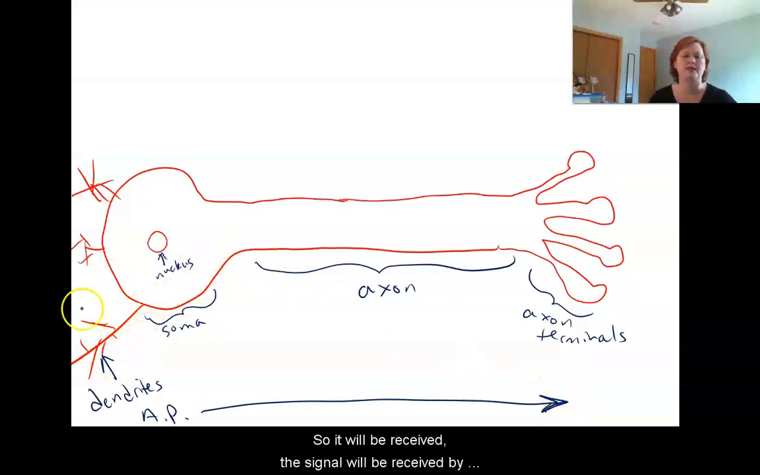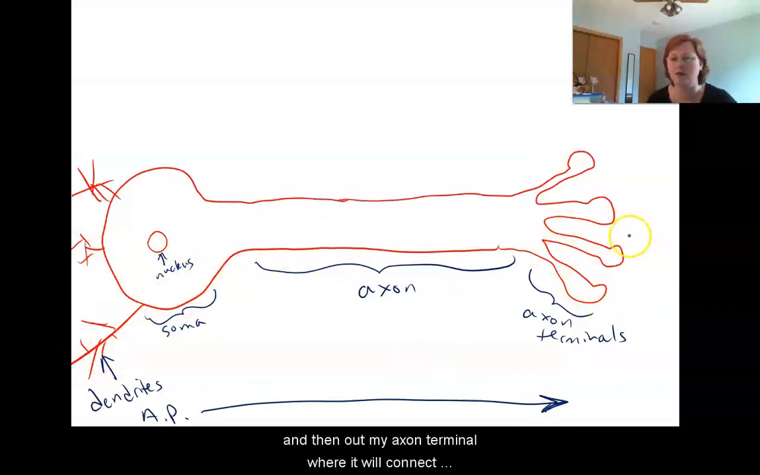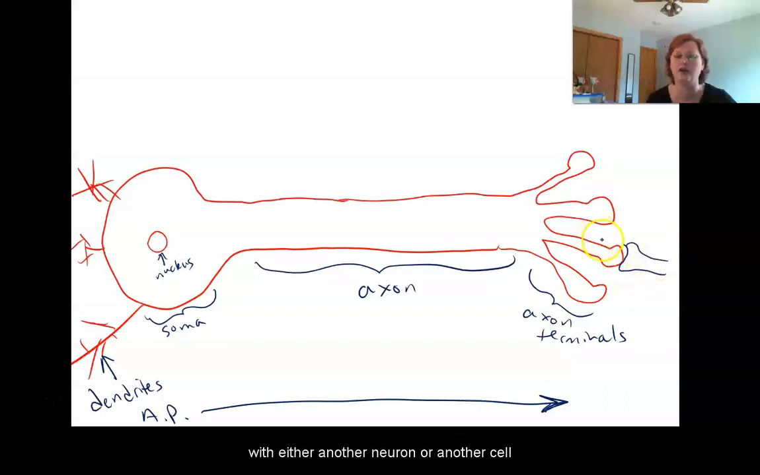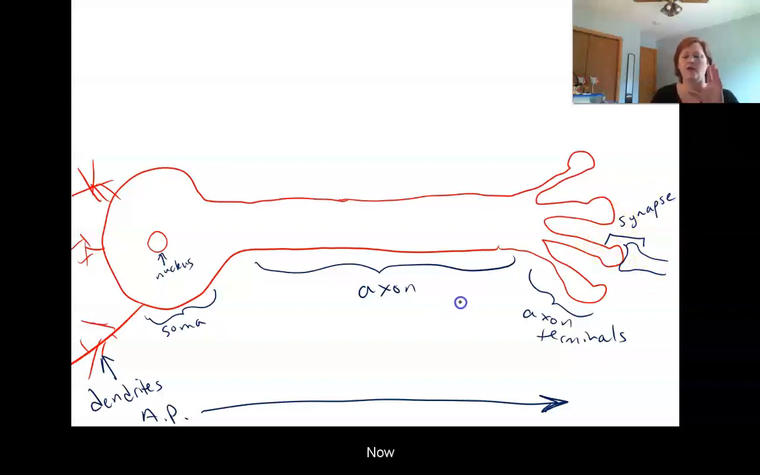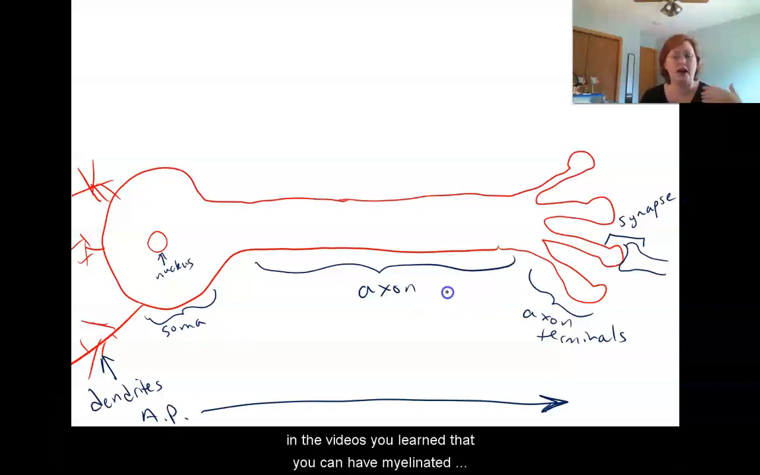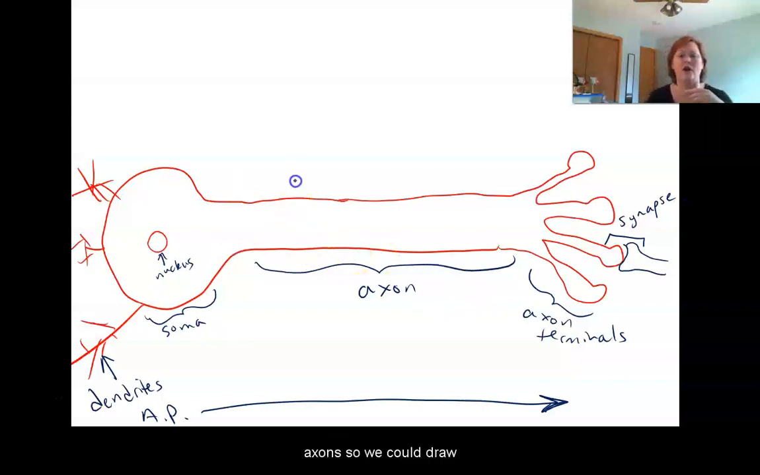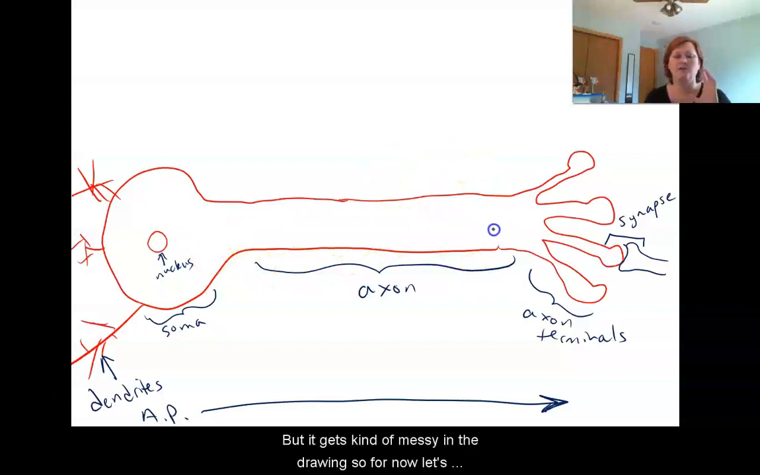So the signal will be received by the dendrites, and then it will be transmitted along my axon and then out my axon terminals, where it will connect with either another neuron or another cell at a space called a synapse. Now, in the videos you learned that you can have myelinated axons, so we could draw Schwann cells, for example, around this axon and make this axon myelinated. But it gets kind of messy in the drawing, so for now let's just leave that off.